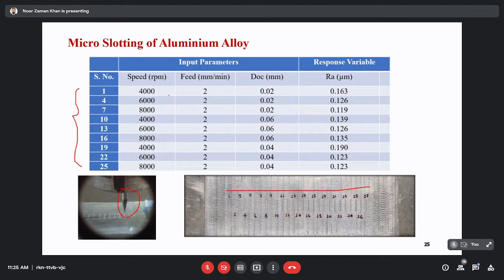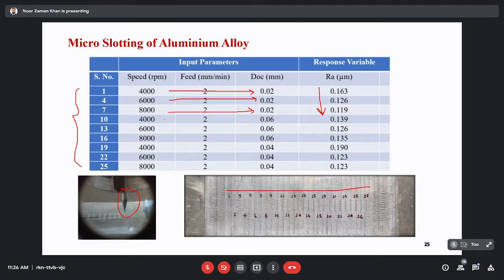If you see the effect of depth of cut with 4000 rpm, 20 micrometer. So this is the effect of speed: 6000 rpm with the same depth of cut, and 8000 rpm with the same depth of cut. So here, if we are increasing the cutting speed, then the surface roughness is decreasing. Why? Because if you increase the cutting speed, the cutting force will decrease. If the cutting force decreases, ultimately it will reduce the surface roughness, and it will enhance the surface finish.